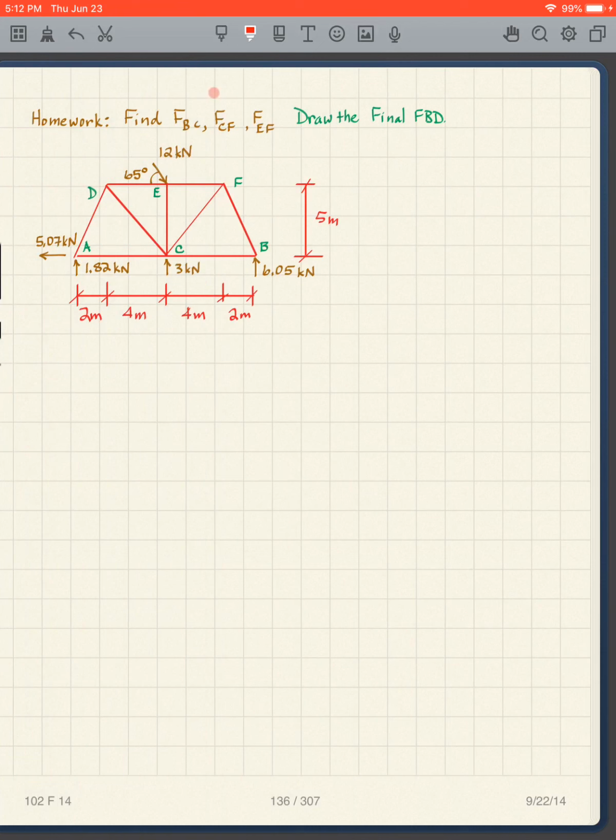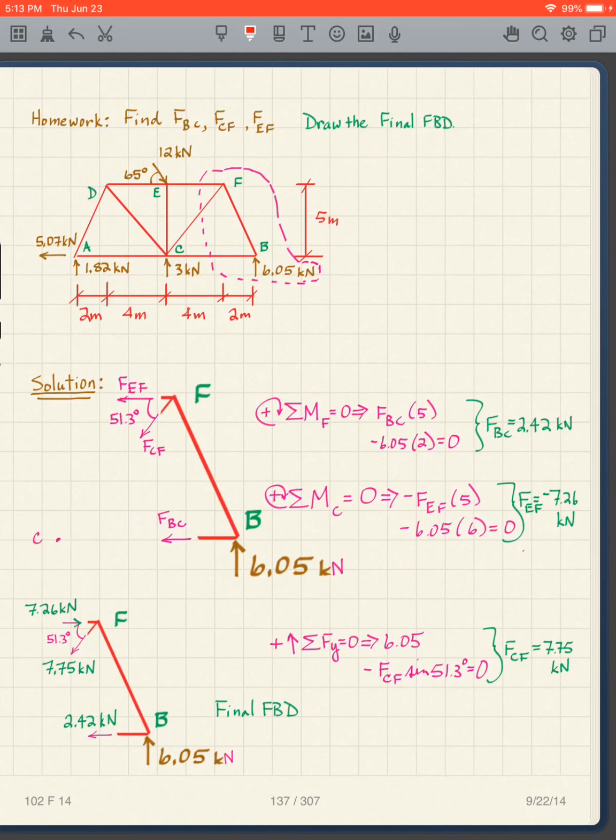And now we're going to do these, FBC, CF, EF. Again, I think you can figure out a good free body diagram here. It's going to be this one. So pause the video here, do this. I'm now going to create this free body diagram. And again, I take moments about F here to get rid of these two. Leaves me only with FBC.